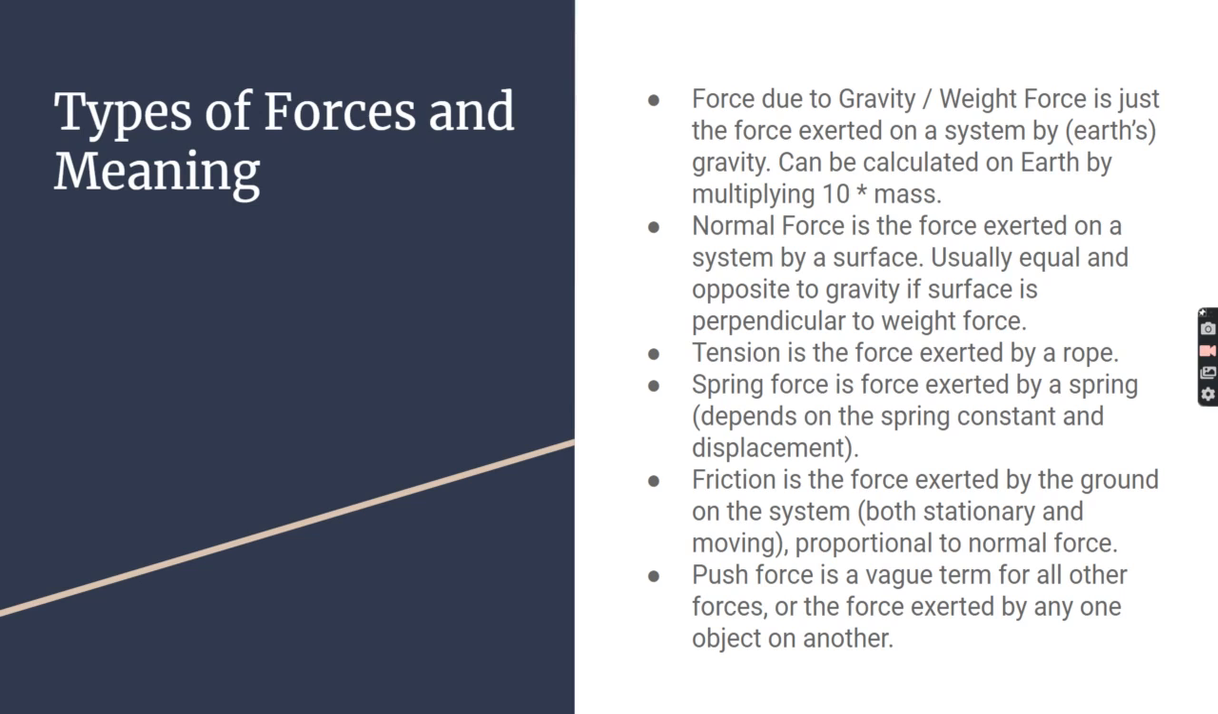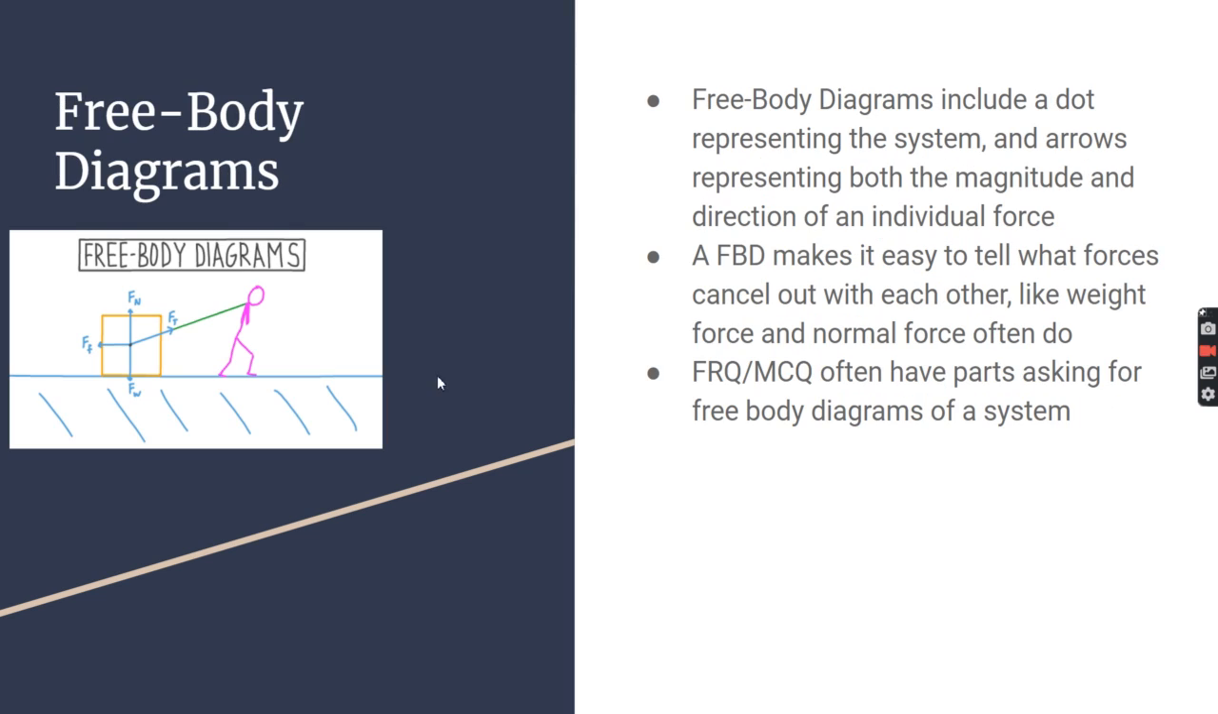So tension, just force exerted by a rope. Spring force is the force exerted by a spring, and it depends on the spring constant and the displacement of the spring from equilibrium. Friction is just force exerted by the ground when it's going parallel to the ground, and it's proportional to normal force. You can calculate that with a friction coefficient. And then push force is just a vague term for everything else. Like if you're pushing on an object, you're exerting a push force.